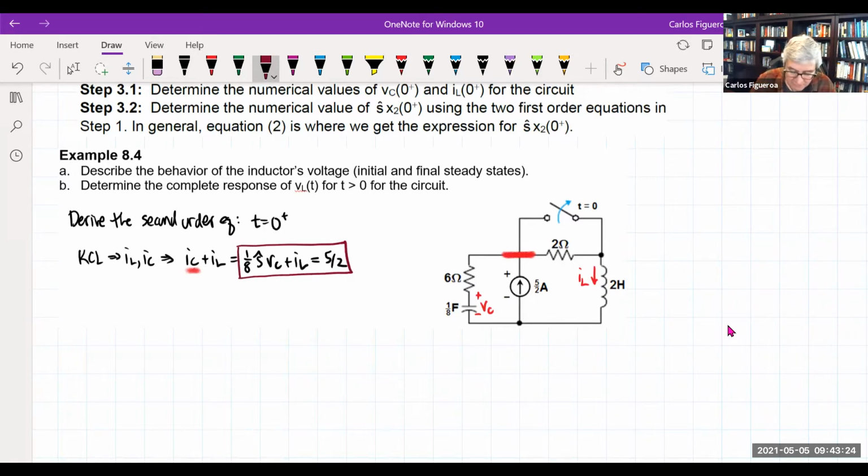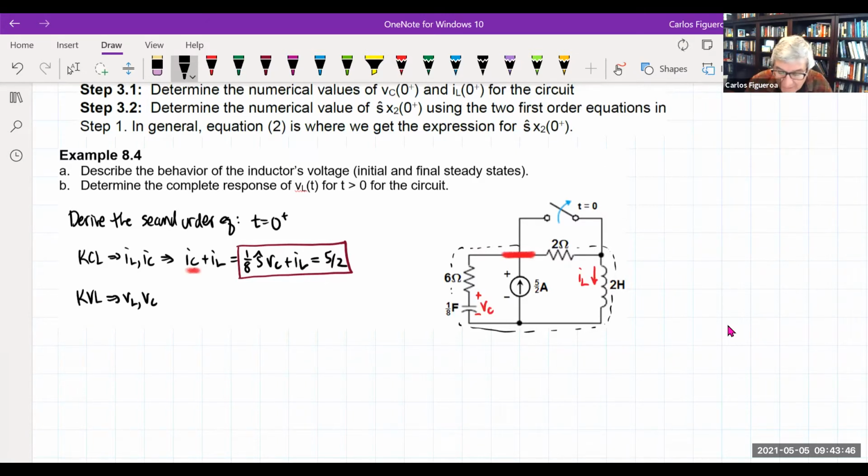Okay, got my first equation. Now let's go apply KVL. When I look at KVL, you can see I've got to go through the outside. Here's my KVL loop. I've got to go all the way around. If I do that, we're going to see that KVL tells me that I got this guy.